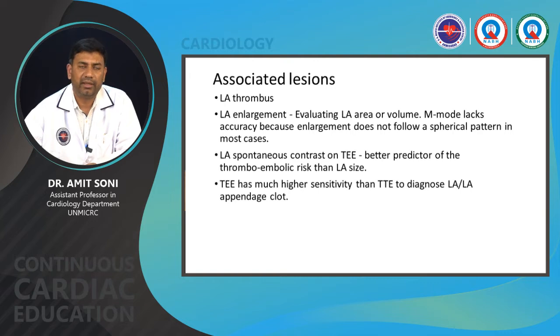Associated lesions: LA thrombus, LA enlargement. Evaluating LA area or volume, M mode lacks accuracy because enlargement does not follow the spherical pattern in most cases. LA spontaneous contrast is a better predictor of thromboembolic risk than LA size. Transesophageal echo has much greater sensitivity than transthoracic echo to diagnose LA or LA appendage clot.